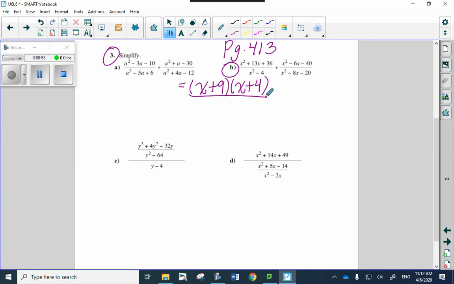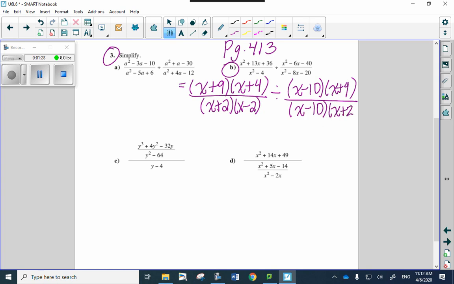This is a difference of squares. So what two factors am I going to have? So this is going to now just be x plus 2 times x minus 2. All divided by, if I factor this second numerator, I'm looking for two numbers that multiply to negative 40 and add to negative 6. So I'm going to use x minus 10 times x plus 4. Okay, all divided by what two numbers multiply to negative 20 and add to negative 8. So I'm going to use x minus 10 times x plus 2.